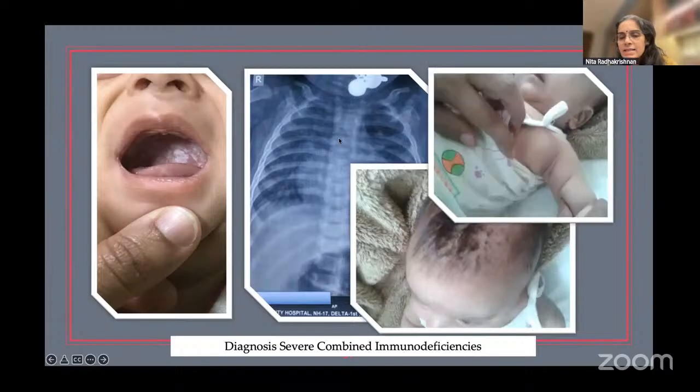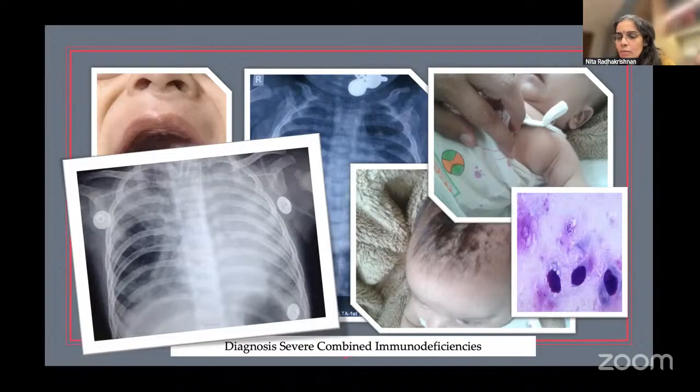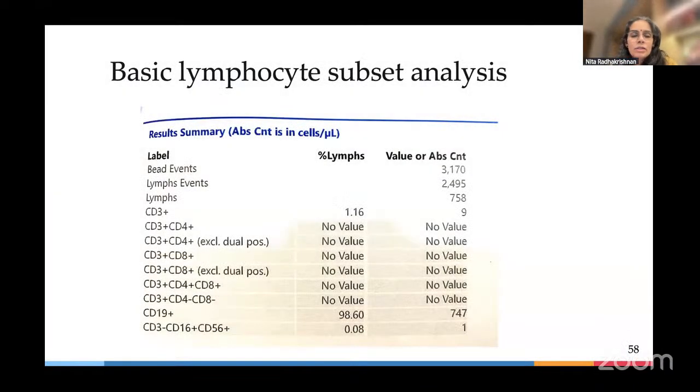Patients who have come with eczema, lymphadenopathy, lung infections turned out to be SCID group of disorders. So this is how a subset presents. This is a very nice SCID, very representative. So you can see the CD3 numbers.